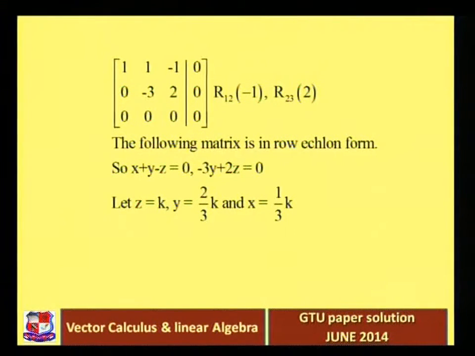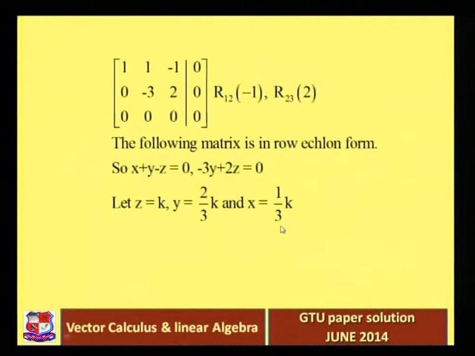And now the third column does not have any leading entry. The first and second columns have leading entries, but the third column does not. So that's why we are taking z equal to k, right? So minus 3y plus 2z is equal to 0. So y is equal to 2k by 3, right? y is equal to 2k by 3, and x is equal to k by 3.